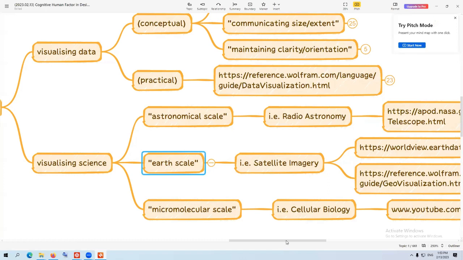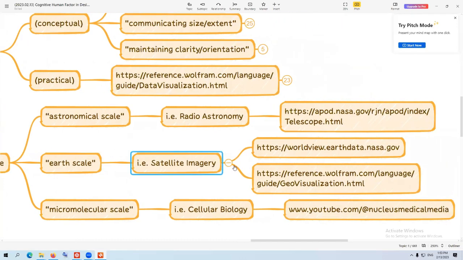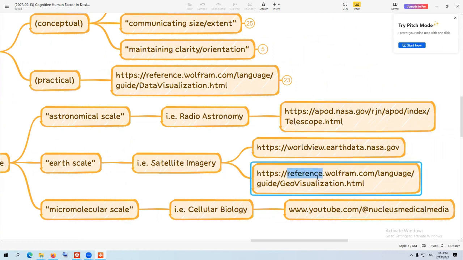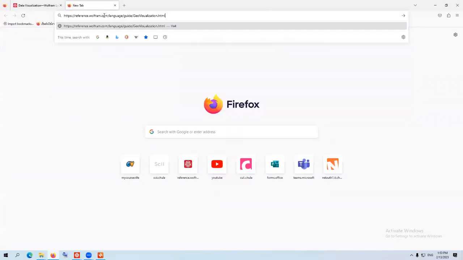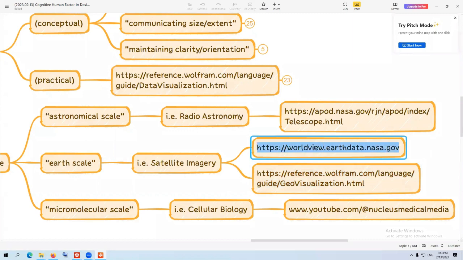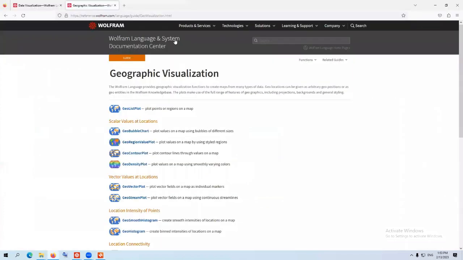Then you have Earth scale. So this is satellite imagery. This is very important. By the way, I'm going to give this to you, and please use this as your resource. In other words, go to all the links that I gave you. These are all very powerful repositories of things you can play with, so all these examples you can play with.